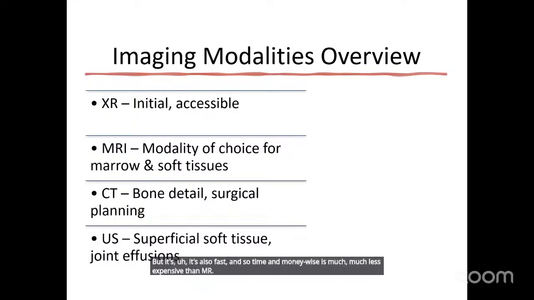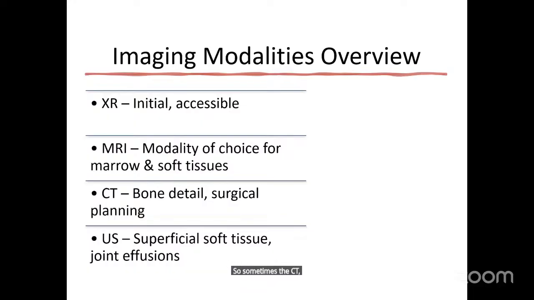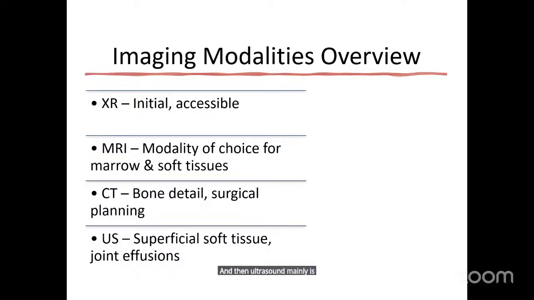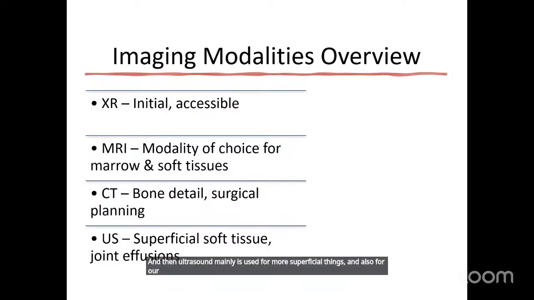So sometimes they'll go to CT first, because if we can rule something out on CT, then they can save time and money by not going to MRI. But MRI is our gold standard. And then ultrasound mainly is used for more superficial things, and also for our biopsies. You can see joint effusion on ultrasound, and organized fluid collections that we can put needles into to get samples of what's going on.